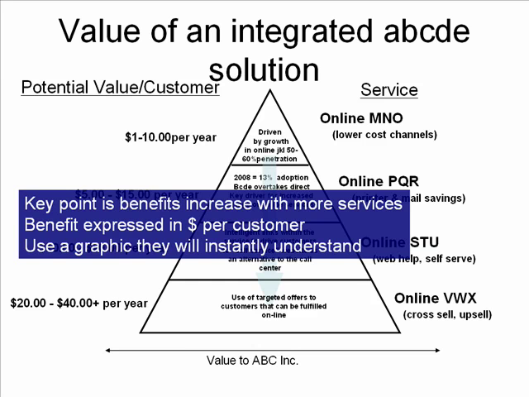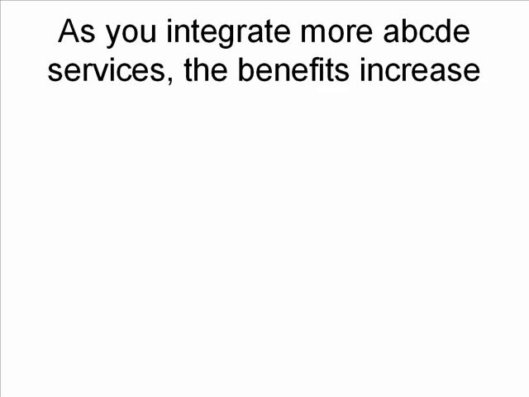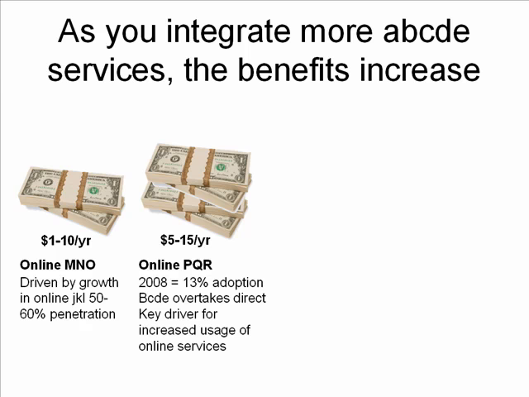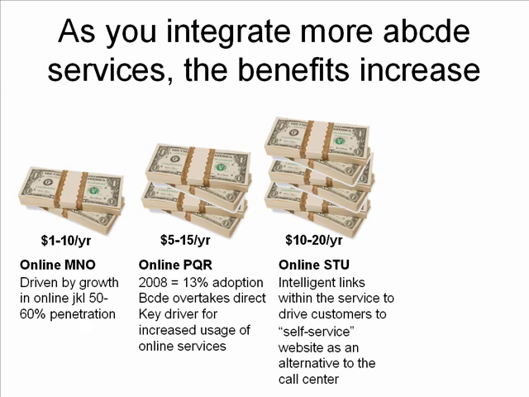So let me show you the after slide that I created for them, and I'll present it as I would if they were presenting it. You see, folks, as you integrate more of our services, the benefits increase. If you go for the basic level of service, online MNO, the benefit is good. It's $1 to $10 per year, but not nearly as much as you can when you start to use the other services. When you start integrating online PQR, your benefit goes up $5 to $15 per year.